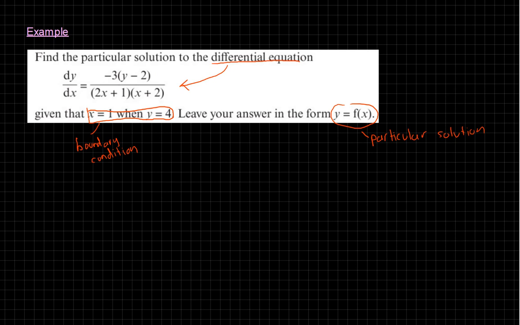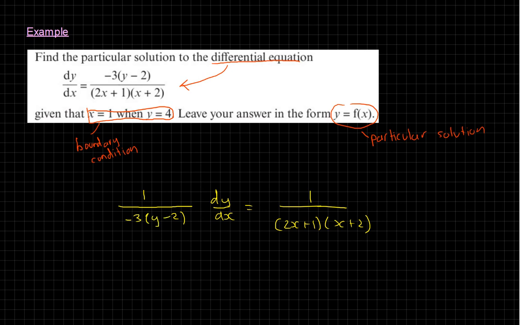The way we're going to do that, it might not immediately be obvious why, but I'm going to divide both sides by the -3y minus 2 expression. Okay, and that gives me this. So this is just me having rearranged the equation. Okay, it's the same differential equation, just in a slightly different form.